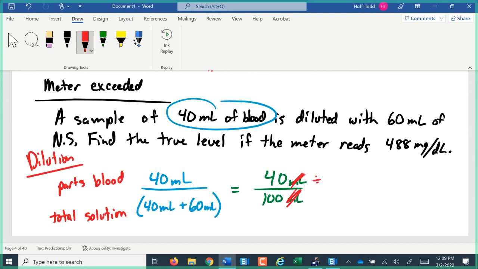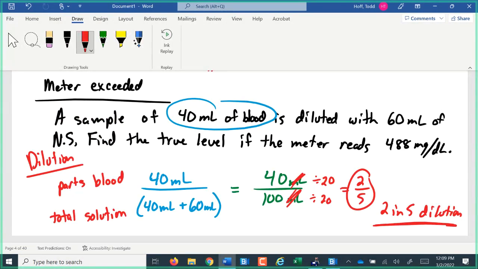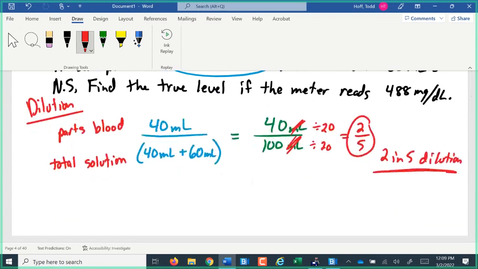And then both 40 and 100 can divide by 20. 40 divided by 20 is 2. 100 divided by 20 is 5. So this 2 to 5, or a 2 in 5 dilution. Now remember, it's that 2 in 5 ratio that we want to adjust our meter reading. So our dilution is 2 to 5.